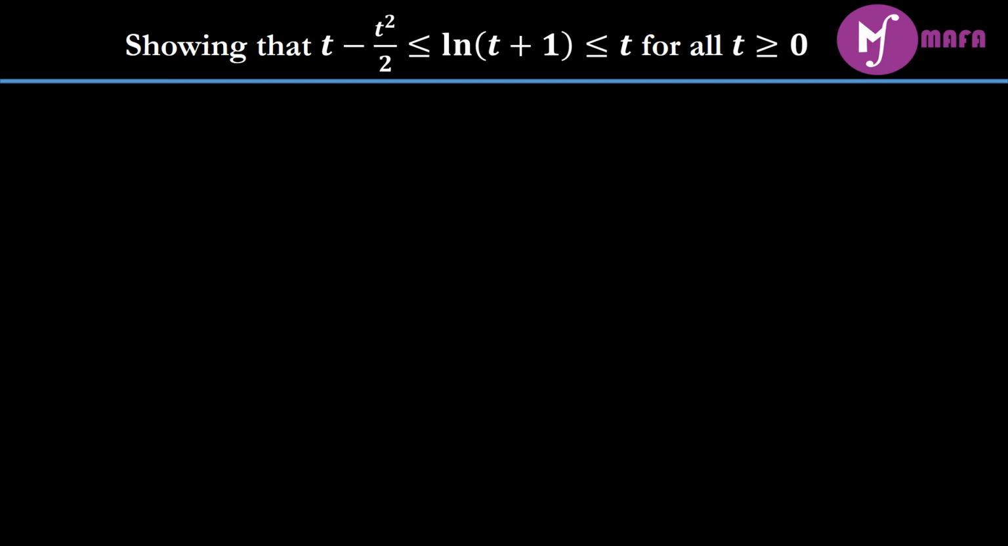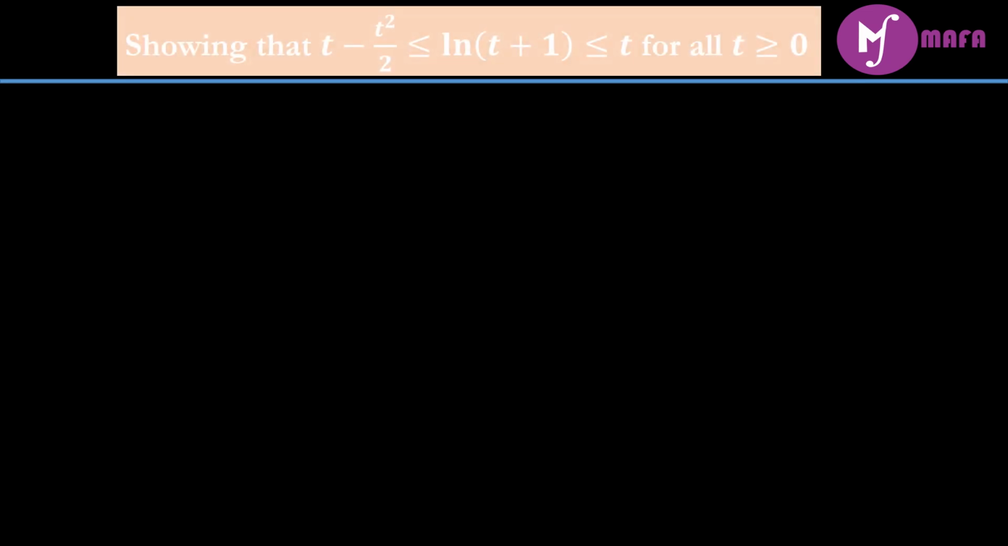Hello guys, in this video we are going to see a peculiar way of showing that for all t greater or equal to 0, ln(1 + t) lies between t − t²/2 and t. This is actually a past Polytechnic year 1 question, and I already solved the problem in a different video, but I used a different method. So in this video I'm bringing to you guys another method that I discovered.